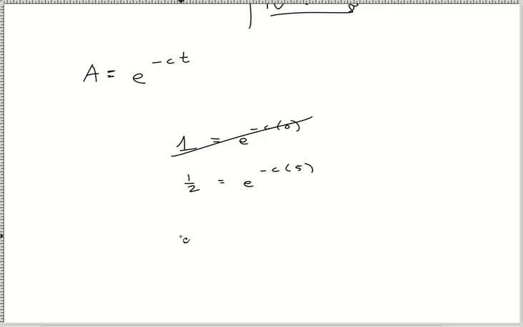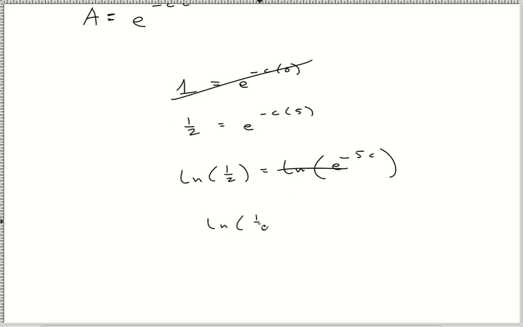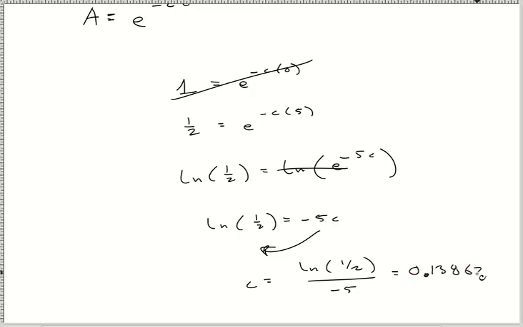So what do you do to get rid of the e? You ln both sides. I don't know why this is over here in trig land. I mean, it's harmonics, I guess. So I got ln of 1/2 is equal to negative 5c. Solve for c. Divide by the negative 5. Now you're thinking, oh, it's going to end up a negative number. No, because ln of 1/2 is also negative. Two negatives should make a positive. I'm going to type that in real quick. ln 0.5 divided by negative 5. And I got 0.138629. And that is exactly right. There you go. Okay. That's it.